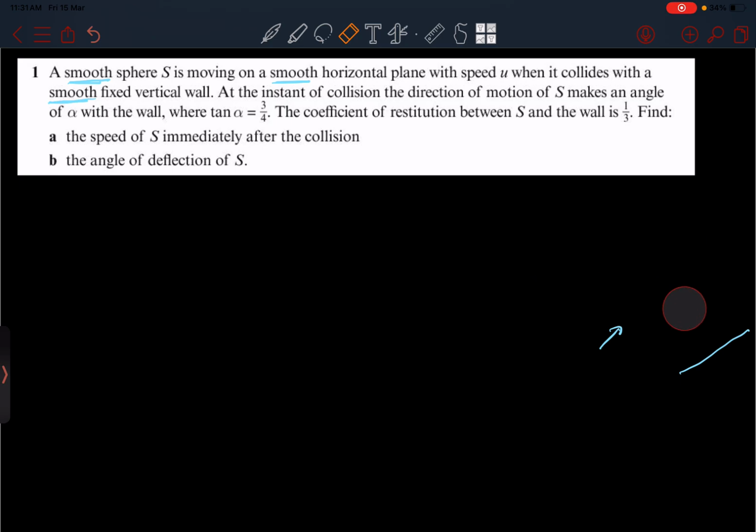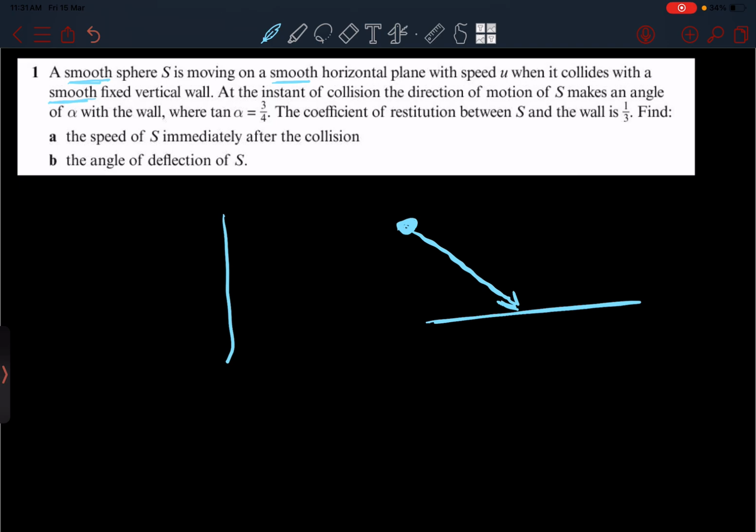I always like to draw it horizontally. So I would like to keep the wall like this, and the ball approaching the vertical wall this way. I always like to draw it like that. It's completely fine if you would like to draw it this way as well. Whichever one you prefer, it's still going to be the same.